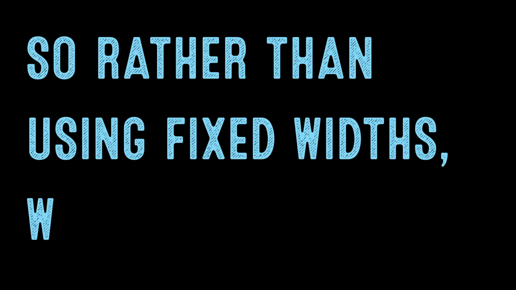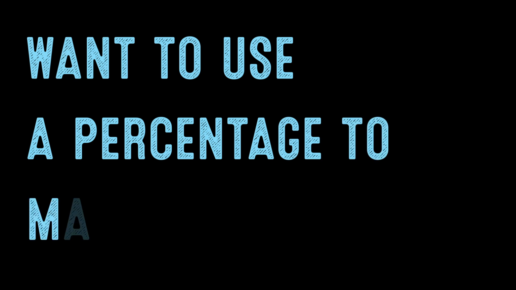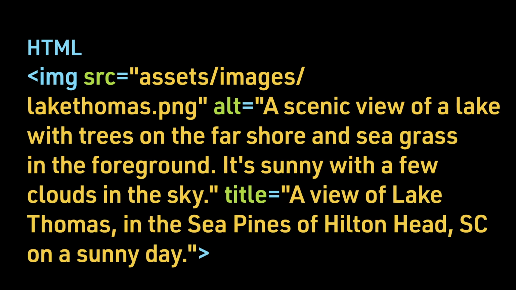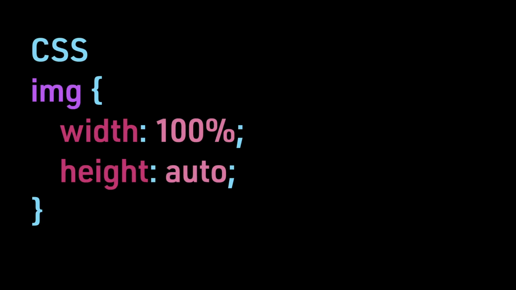So rather than using fixed widths, we may instead want to use a percentage to make our image responsive. Our HTML remains the same. Instead, we will use 100% for our width so that our image will scale to the full width of the containing element. In this case, we are in a section since we are using our demo page previously described, and our section is in a container that is 80% of our browser width. This is likely to be wider than our fixed width of 600 pixels.